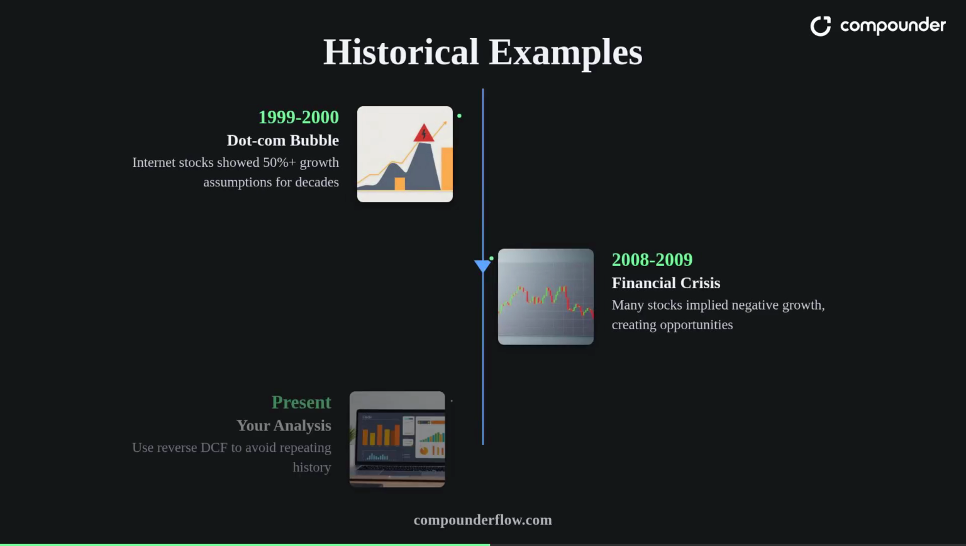Let's look at real-world applications. During the dot-com bubble, reverse DCF on many internet stocks revealed growth assumptions of 50% or more annually for decades. These numbers should have raised red flags. Conversely, during market crashes, reverse DCF often shows negative growth assumptions, sometimes creating opportunities.